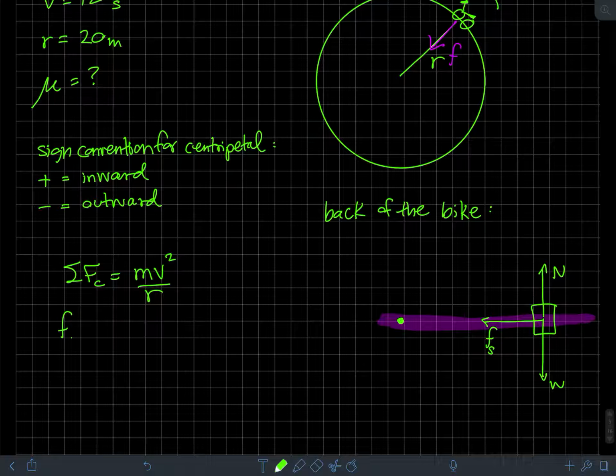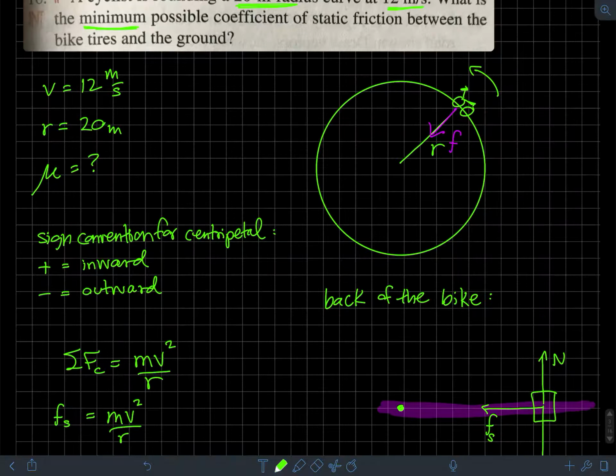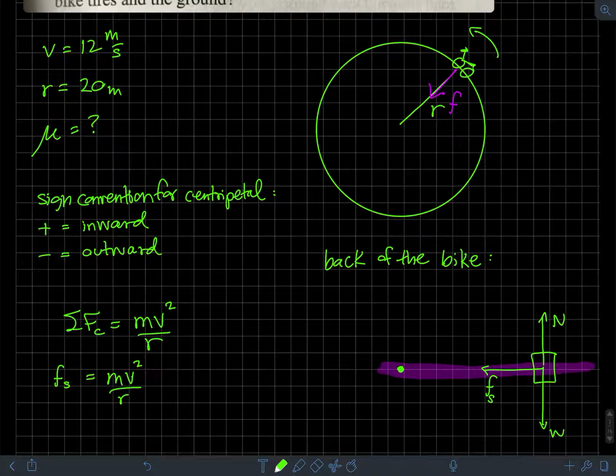It's the only one. And that equals mv squared over r. And this v in this expression, that's the speed, that's the 12 meters per second.